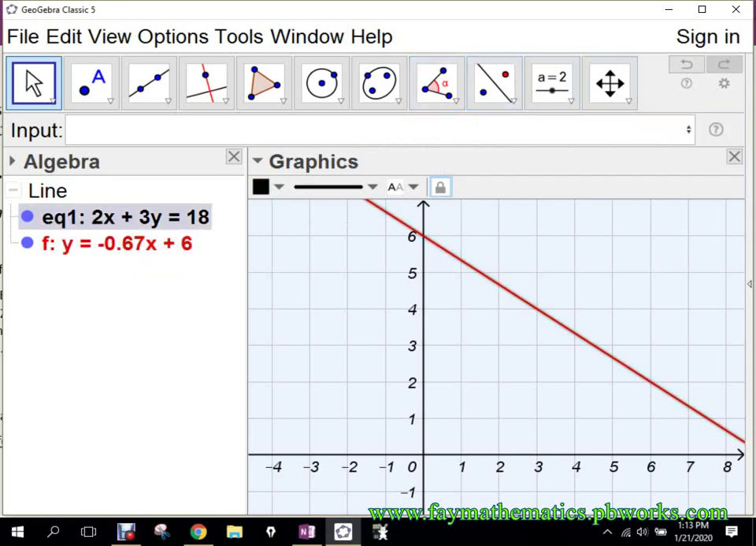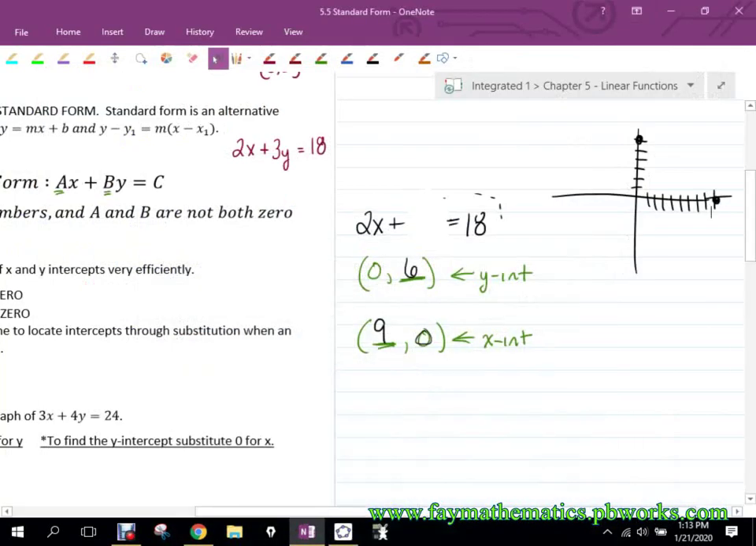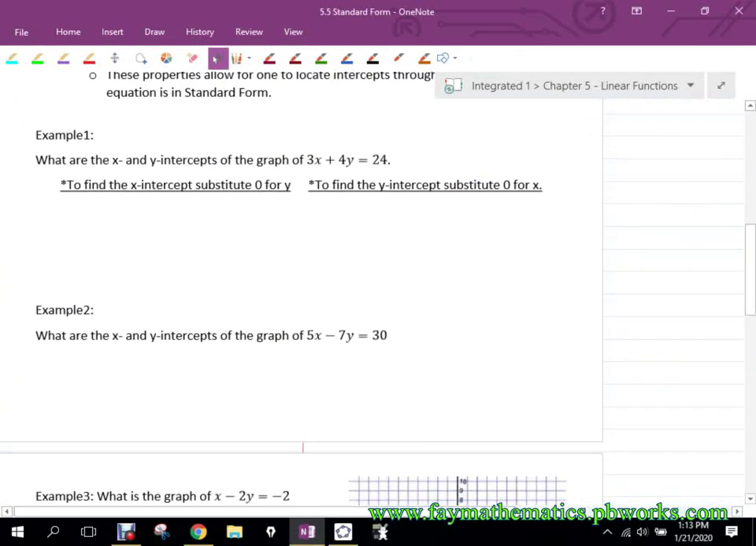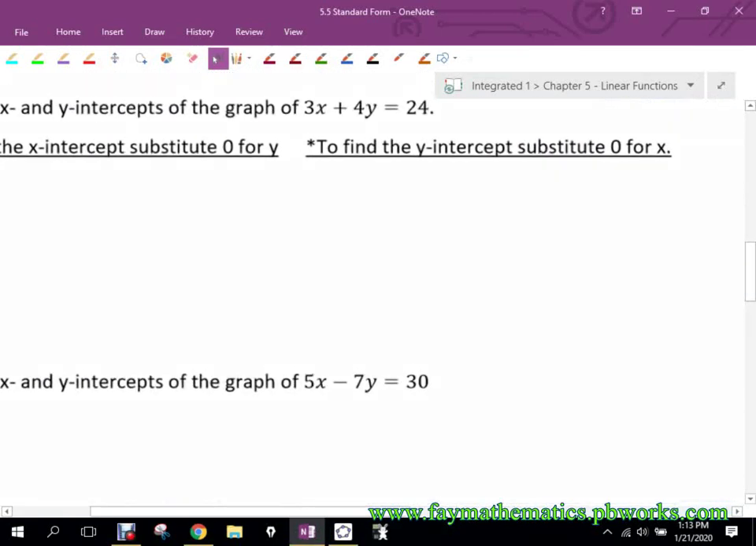This one here, when it's provided in standard form, the way to graph it is to find the x and y intercepts. That's the most efficient thing to do. Okay. So let's go to this one here. So just got a couple examples here that we're going to work through this process. We have 3x plus 4y equals 24, and we want to graph that.